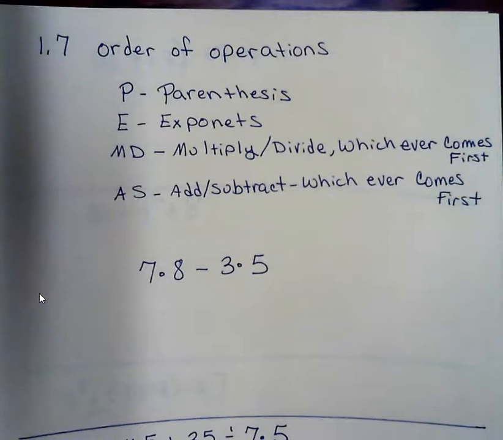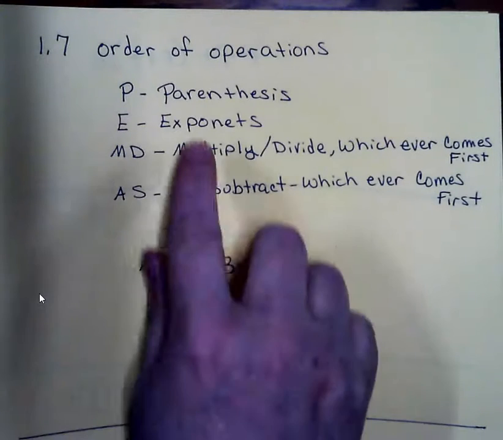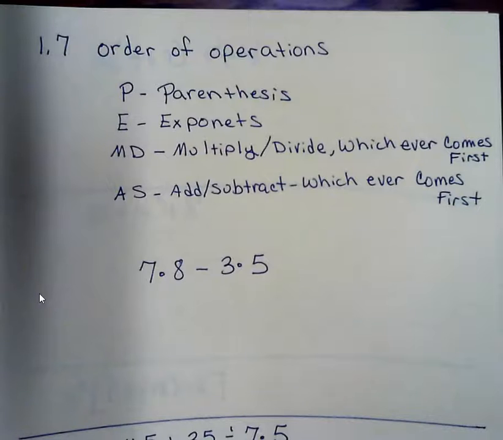So let's talk about order of operations. When we follow order of operations, we have to follow a certain process to get the answer correct, and it's called order of operations. So the first thing you want to do is parentheses. If there's any problems with parentheses, you do those first, and then you have exponents. If there's an exponent, you do that second.